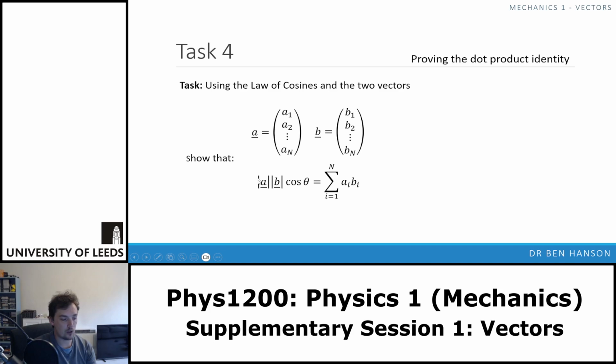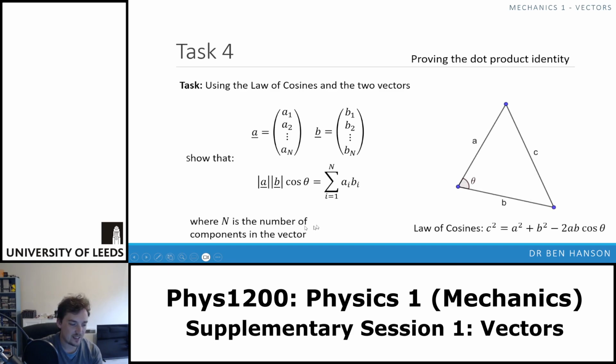I want you to show that mod A, mod B, cos theta, so that's more than 3 dimensions now. We've got A1, A2, and so on up to An, so it's an n-dimensional vector. B: B1, B2, up to Bn. The modulus of this times the modulus of this times the angle between them is equal to the sum from i equals 1 to n of AiBi, where n is the number of components in the vector, and that's the law of cosines for an arbitrary triangle in some number of dimensions.